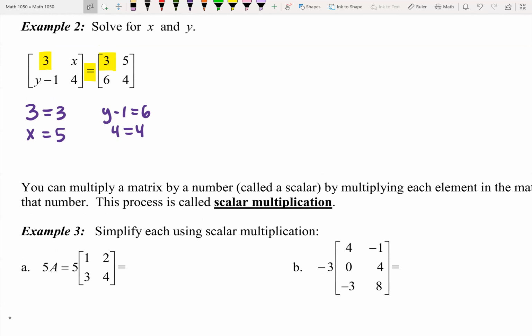Well, the directions told you to solve for x and y. So great that 3 is 3 and 4 is 4, but that doesn't help me solve this. So right now I know that x is 5, and then to find y, it's very simple. I just move the 1 over, and I get y equals 7. Those are my answers, and I'm done.